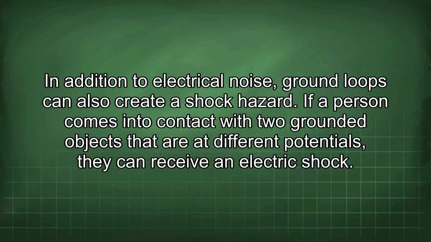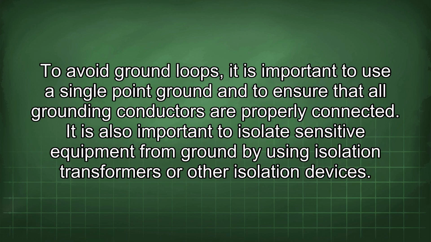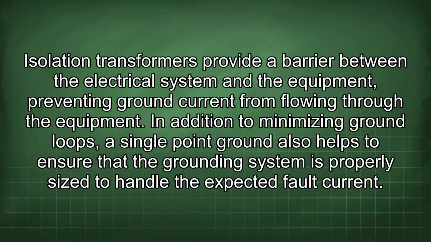These voltage differences can cause electrical noise, which can interfere with the operation of sensitive electronic equipment. In addition to electrical noise, ground loops can also create a shock hazard. If a person comes into contact with two grounded objects that are at different potentials, they can receive an electric shock. To avoid ground loops, it is important to use a single-point ground and to ensure that all grounding conductors are properly connected. It is also important to isolate sensitive equipment from ground by using isolation transformers or other isolation devices. Isolation transformers provide a barrier between the electrical system and the equipment, preventing ground current from flowing through the equipment.